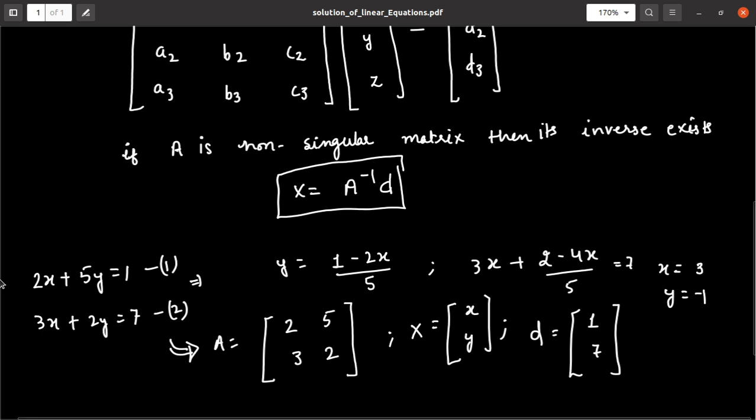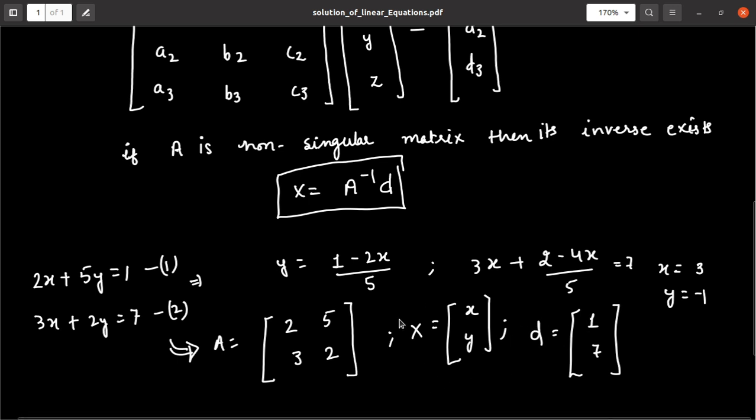To solve that system of equations in MATLAB, we have to convert them into matrix and vector format. So first we will create this matrix A, which is the coefficient matrix. From equation 1, which has the coefficients 2 and 5, I will write them in the first row. Similarly, in the second row I will write 3, 2, from the second equation. Now I will create this x vector, which is x and y, and then finally we have this d column vector, 1 and 7.